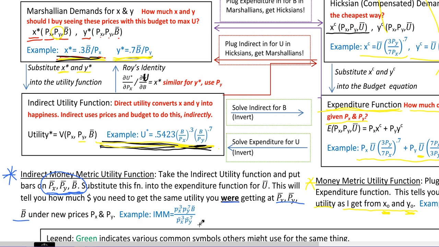Okay? And in this example, this is what it turns out to be. So what you do is you take the indirect utility function and substitute it into the expenditure function over here for where you see u. And you can end up with that. And if anybody wants more explanation or an example of that, I can make a video using some examples of the indirect money metric utility function.